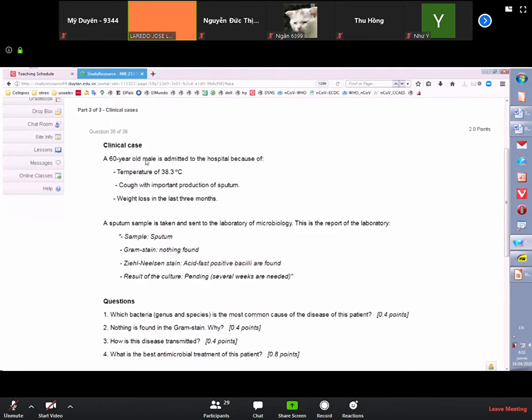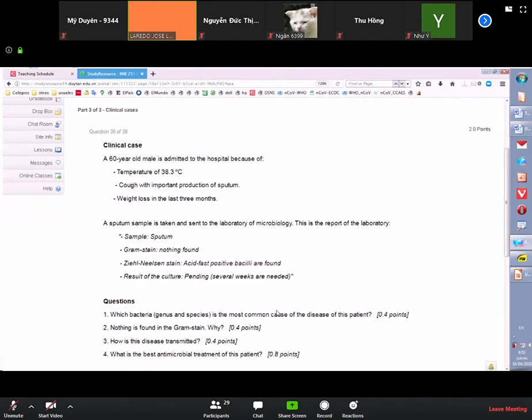This was a 60-year-old male that goes to the hospital with fever, cough, and weight loss. A sputum sample is taken and sent to the laboratory. And nothing is seen in the gram stain, and they find acid-fast positive rods in the Ziehl-Neelsen stain. The culture, nothing, because it requires several weeks. So, question number 1. Bacteria, genus and species, the most common that cause this disease.